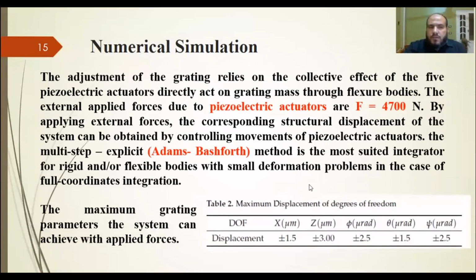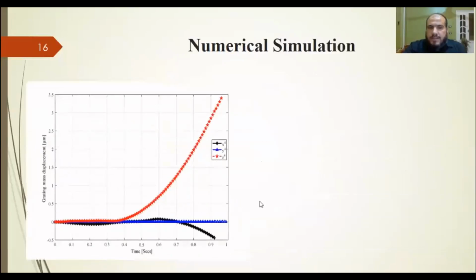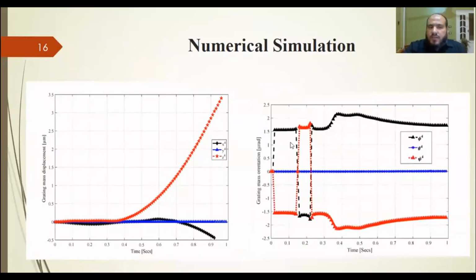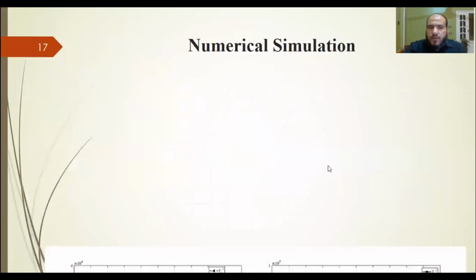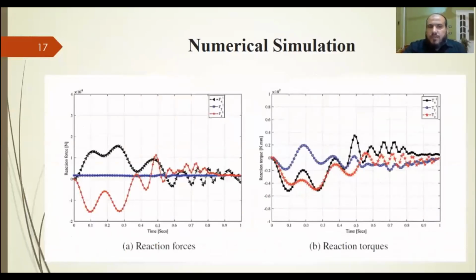After we solve the equation of motion and integrate the acceleration, we obtain the system movement. The movement of point P in the grating mass can be computed from the mathematical model, in this table. The displacement of the grating mass is about 3.5 millimeter. The maximum orientation of the grating mass can reach 2.5 micro rad. The reaction forces can be computed easily.